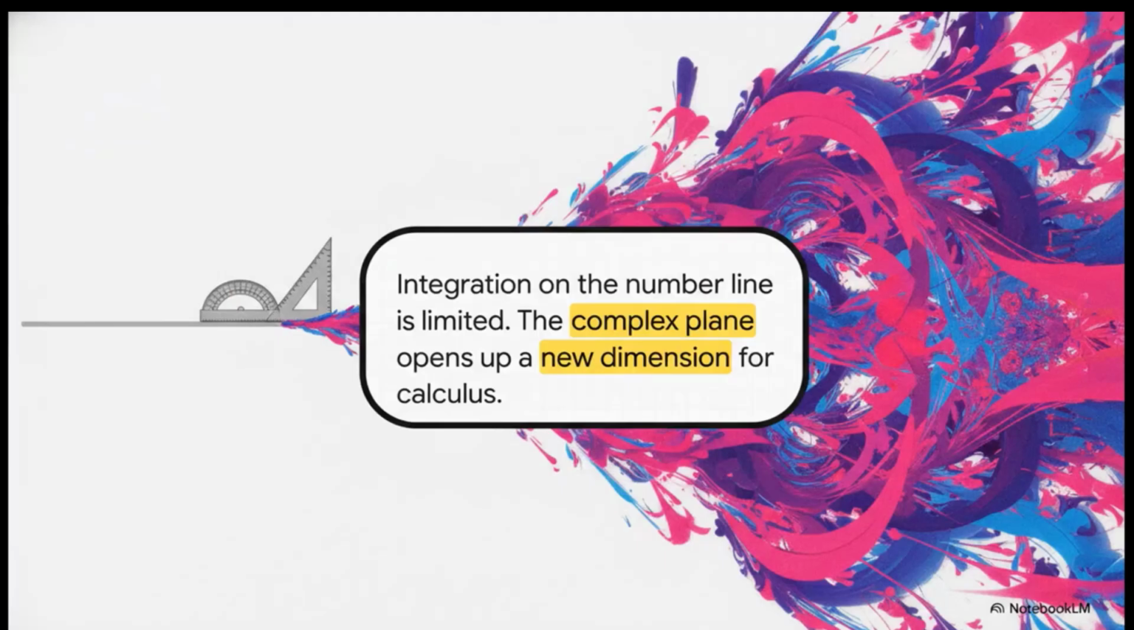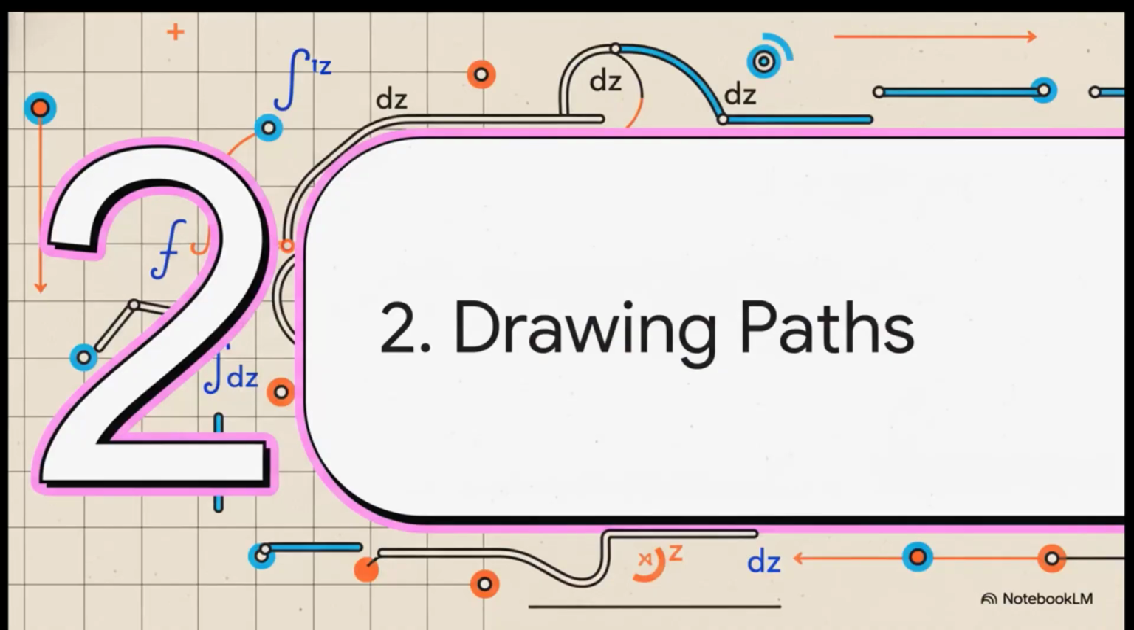And that's the kicker, right? It means our old tools, they just won't cut it anymore. The calculus we learned was built for one dimension. To navigate this much richer, more complex landscape, we're going to need to upgrade our entire mathematical toolkit. Okay, so how does this actually work? Well, before we can integrate anything, we first have to define what we're integrating along. We need to be super precise about what a path really is in the complex plane.